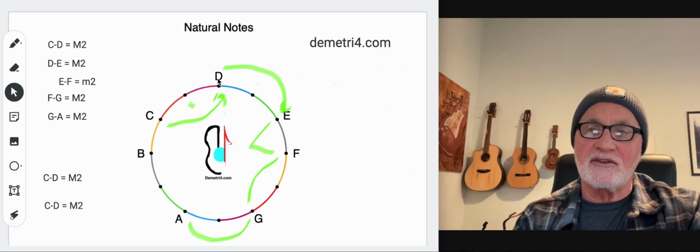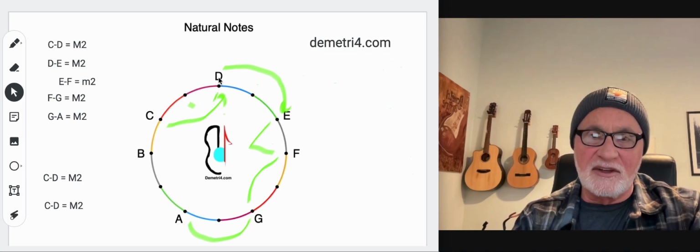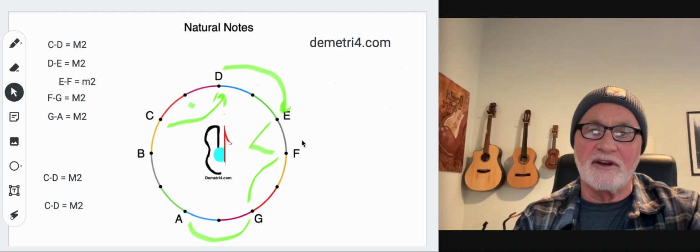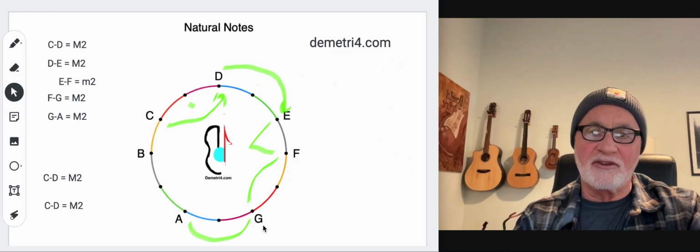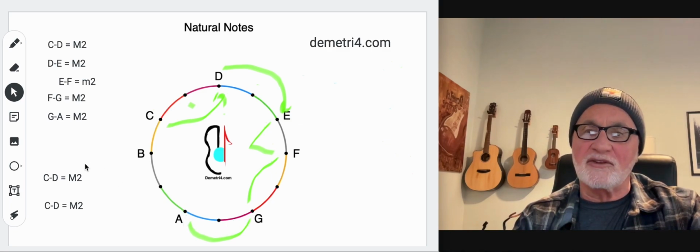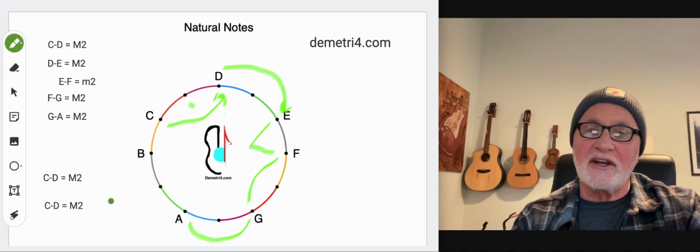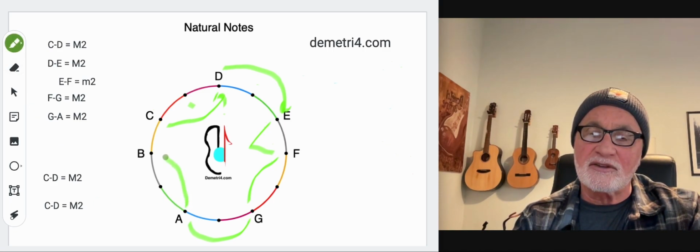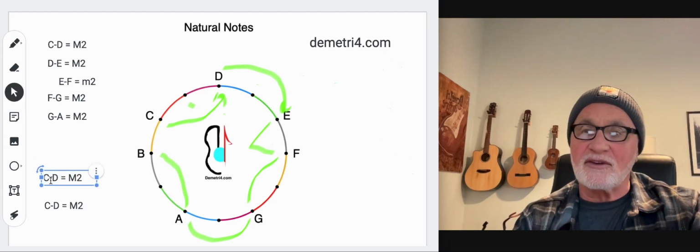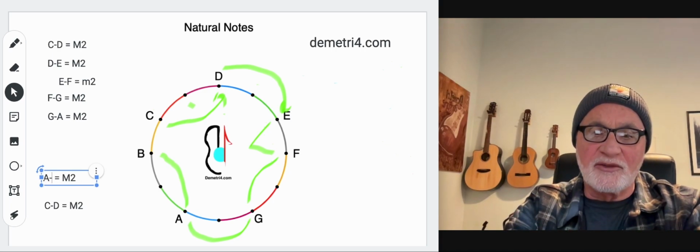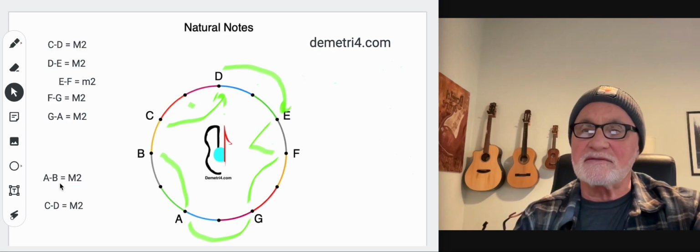C to D, 1, 2: 2 dots, major second. D to E, 1, 2: 2 dots, major second. E to F, 1, 2: 1 dot, minor second. F to G, 1, 2: 2 dots, major second. G to A, 1, 2: 2 dots, major second. Where are we at now? So we have A to B, 2 dots. You tell me, what is that? That is correct. 2 dots is a whole step, and a whole step is a major second.